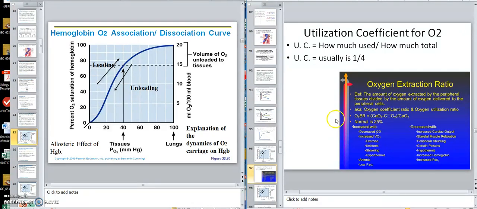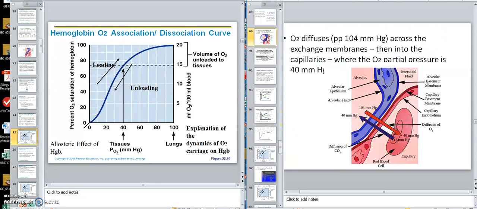So what we did, we loaded in the lungs. Now we're going to come to the unloading aspect. The unloading, that means in the tissues. So now we're looking at unloading in the tissues. The way you have to look at that is this. We enter into the tissues.